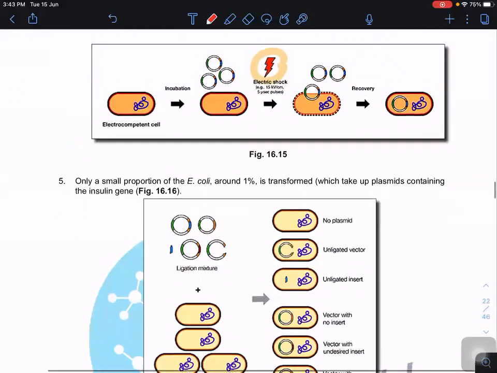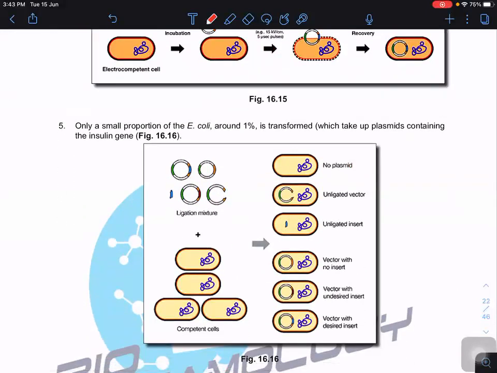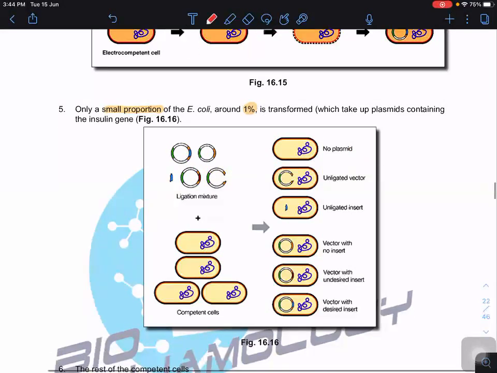But here, only a very small proportion of E. coli, around 1%, is transformed, which takes up the plasmid containing the insulin gene. So it's a very, very small percentage. Are you clear? So that's why we need to do the screening. So what are the possible outcomes? Our syllabus, we're going to highlight here.